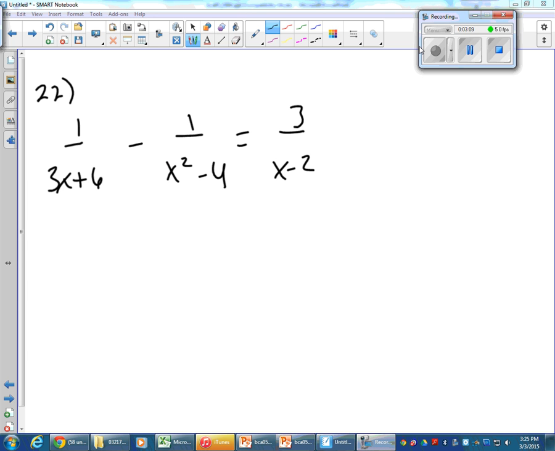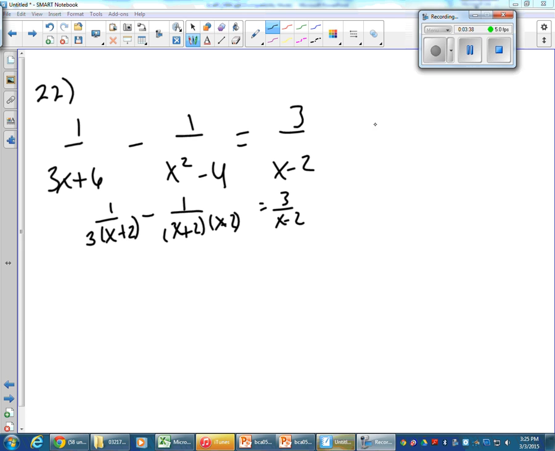Alright, so let's look at another example. Okay, I'm going to do one more. It's problem 22 out of this section in your book. It's 1 over 3x plus 6 minus 1 over x squared minus 4 equals 3 over x minus 2. So the first thing I'm going to need to do is factor all of this. So I have 3 times x plus 2, that's how that factors, and minus 1 over x plus 2 and x minus 2 equals 3 over x minus 2.